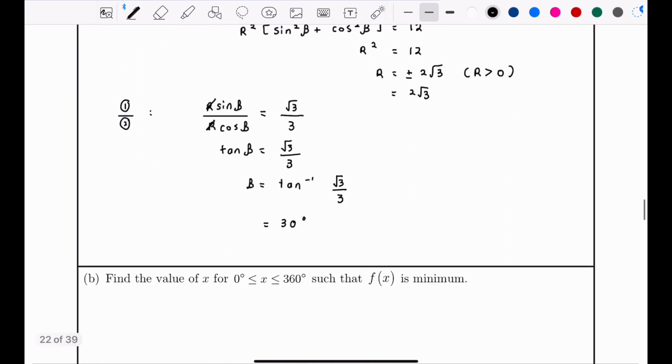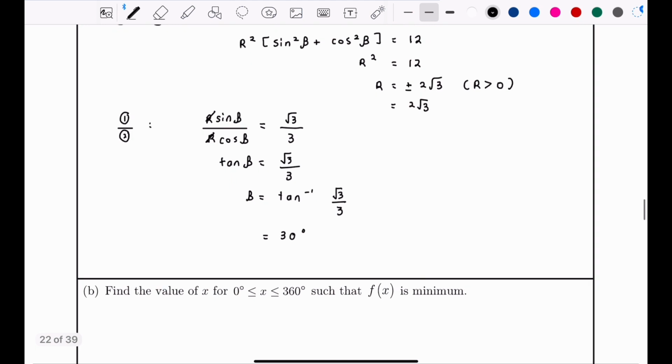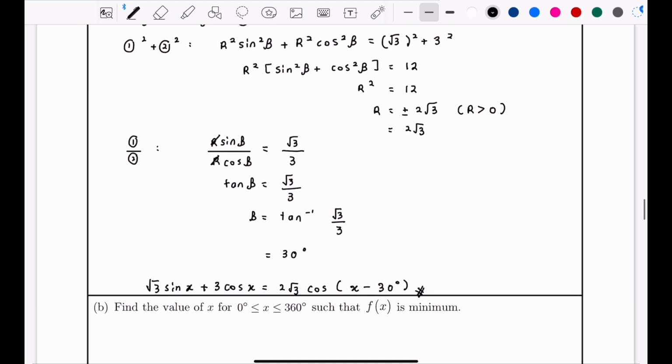So next, rewrite the answer. √3 sin x plus 3 cos x equal to r, which is 2√3, cos(x minus beta), which is 30. So that is how we express the expression as r cos(x minus beta).